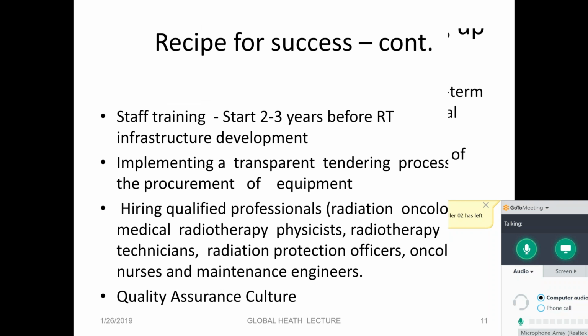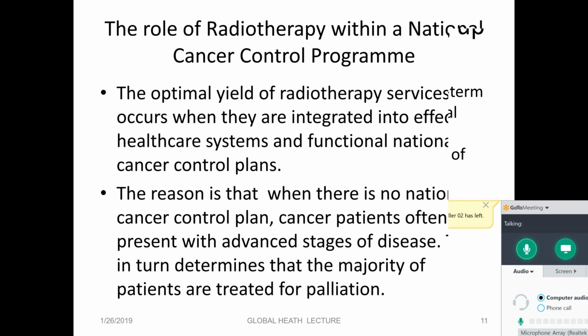Now, radiotherapy is just one of the treatment modalities for cancer, and the role of radiotherapy within a national cancer control program is very important. The optimal yield of radiotherapy services occurs when radiotherapy is integrated into an effective healthcare system. It has to be in the healthcare system. It's not going to be a stand-alone thing.